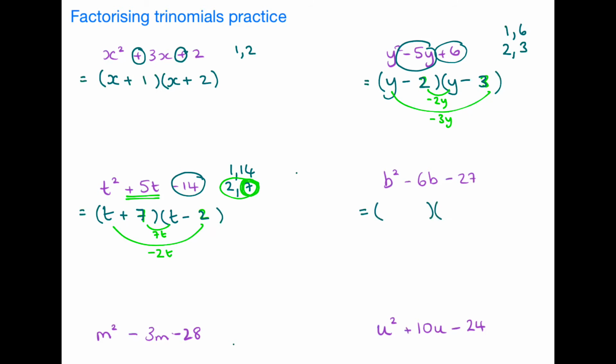Okay, so next, B and B, not a bed and breakfast though. Factors of 27, always start with 1 and the number itself. 2 doesn't go into 27, but 3 does, goes 9 times.